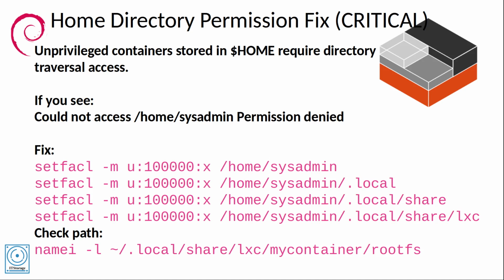Unprivileged containers stored in home require directory traversal access. If you see cannot access /home/sysadmin, permission denied, here is a classic issue. When you run an unprivileged container, the container's root user tries to reach into your home directory to store files. But since your home directory is private, the system blocks it. We used setfacl, set file access control list, to give the container's virtual user just enough permission to enter the folder. We aren't giving it full access. We are just granting execute or traversal rights so it can find its own files.